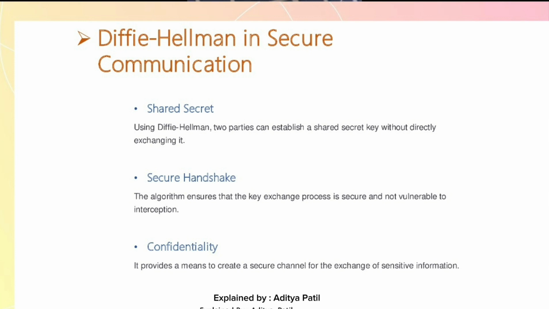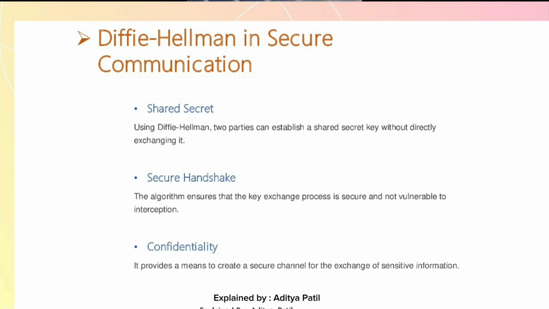The security of the Diffie-Hellman key exchange relies on the difficulty of computing discrete logarithms in a finite field. Even if an attacker intercepts the exchanged values A and B, it is practically impossible for them to determine the shared secret without knowing either a or b.